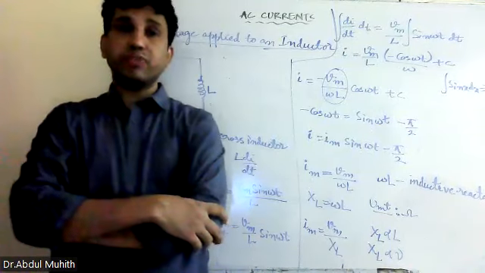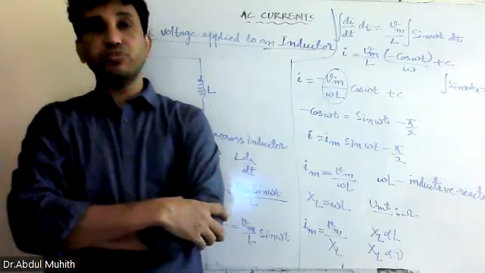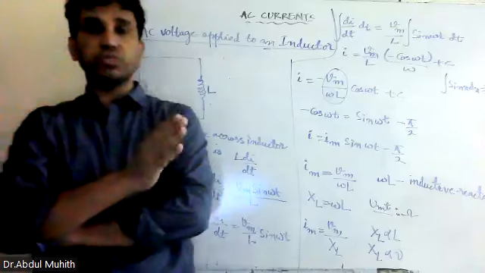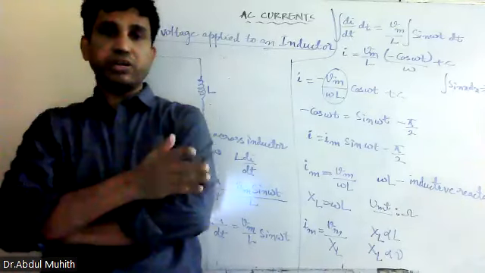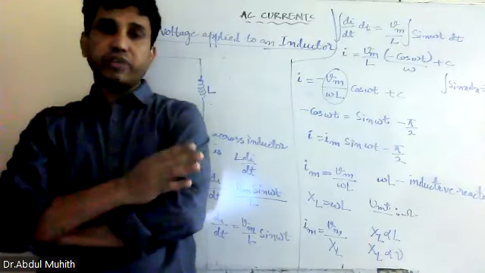What is in phase? If the angle between the two waves is 0 degrees, that is in phase. And if the angle between the two waves is 180 degrees, then that is out of phase. For in phase, I have given an example: soldiers marching like on a Republic Day parade. Out of phase means 180 degrees.